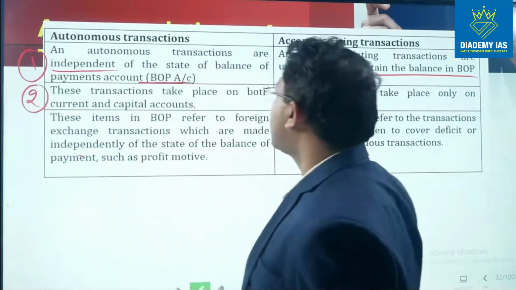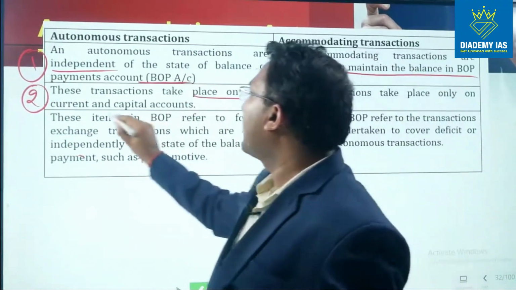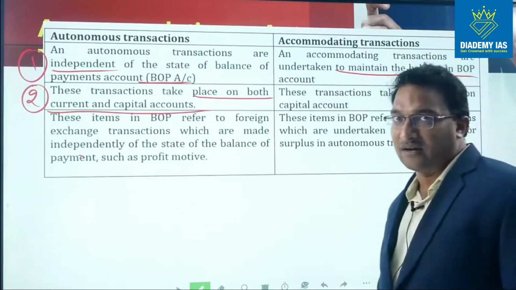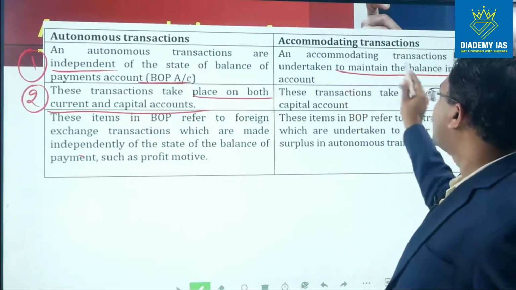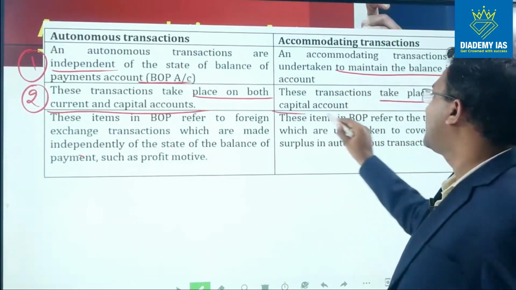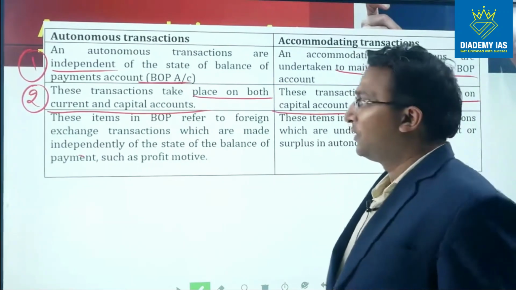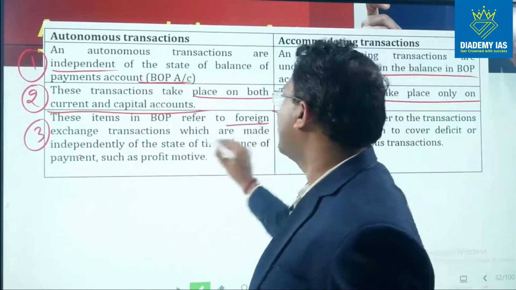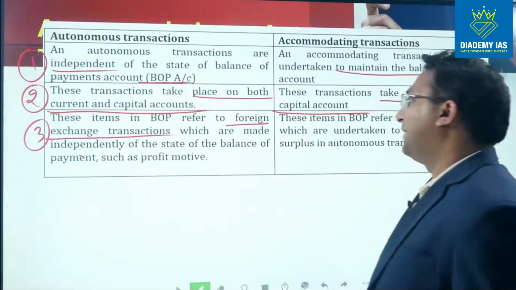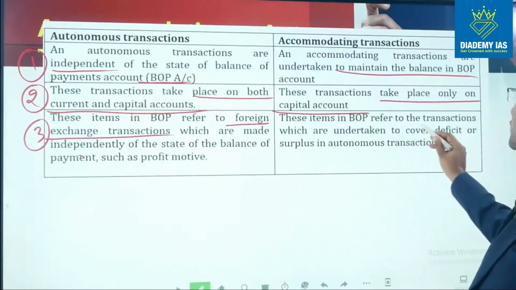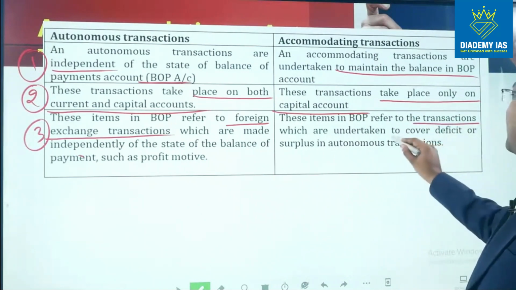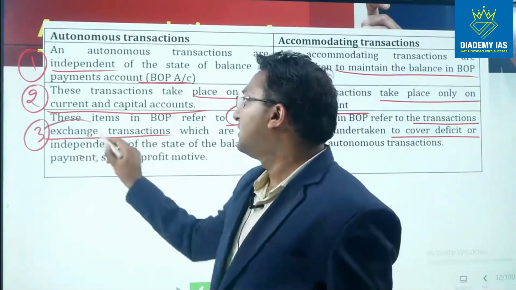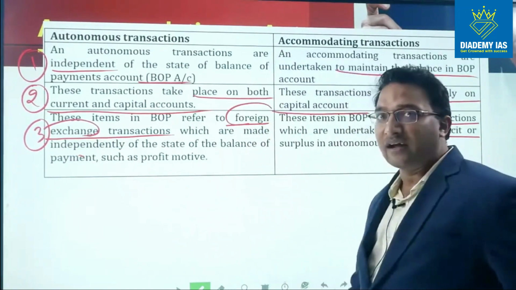Second, these transactions take place on both current account and capital account, right? So these transactions take place on both current account and the capital account. However, accommodating transactions, they take place only on capital account, only and only on the capital account. Number 3, these items in BOP refer to foreign exchange transactions which are independent of the state of balance of payment, and these refer to the transactions which are undertaken to cover the deficit surplus in the autonomous transactions. So these are the foreign exchange transactions, and these are the transactions which are kept inside the country only.